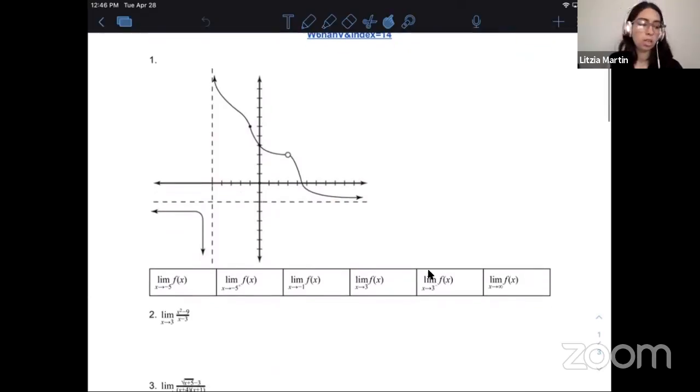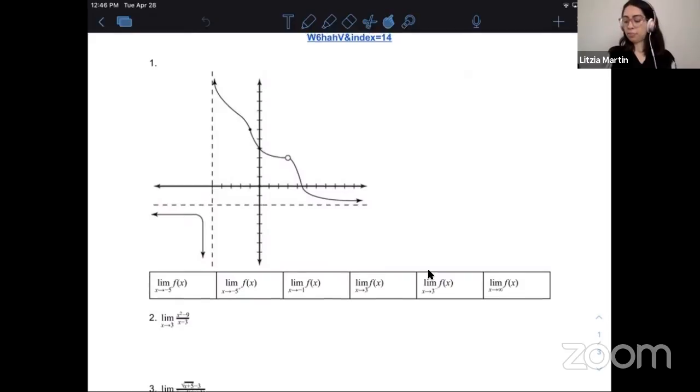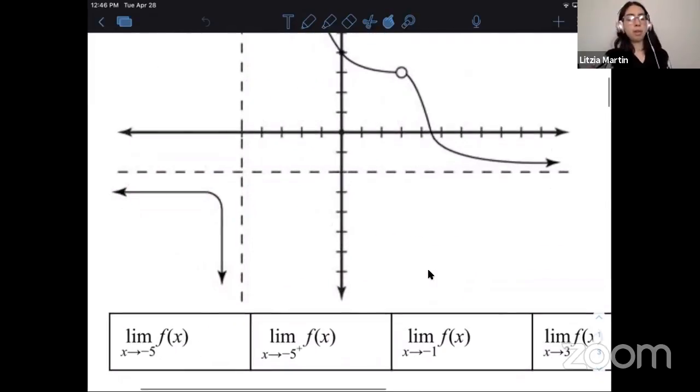But let's talk limits. So remember, we have different ways that we can find limits. This first example is limits graphically. So the limit as x approaches -5. In order to find a limit, we have to check both the left and the right side. And remember, they have to come to the same y value in order for the limit to exist. If they have different y values, then the limit does not exist.